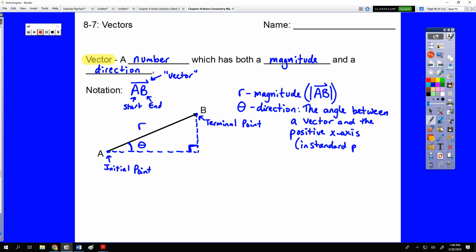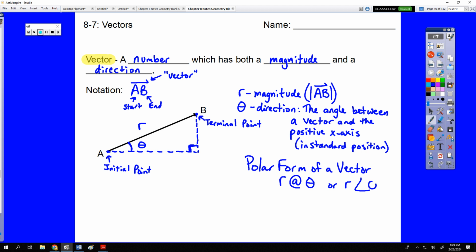So we've got a lot more to talk about when it comes to direction. Just know that every single vector has a magnitude and direction, which gives us one of the two ways that we can write a vector. We would write it magnitude at direction, or R at theta. Again, that says magnitude at direction. So it tells us how long the ray is and what direction the ray goes in.